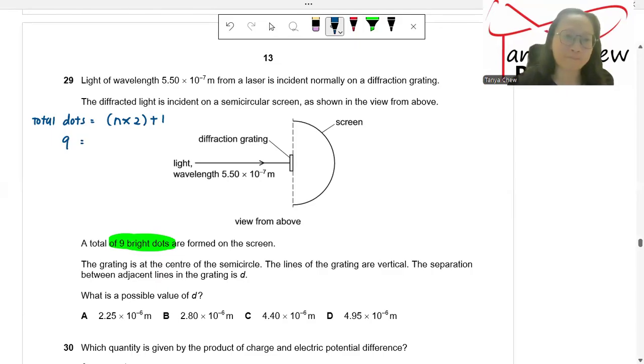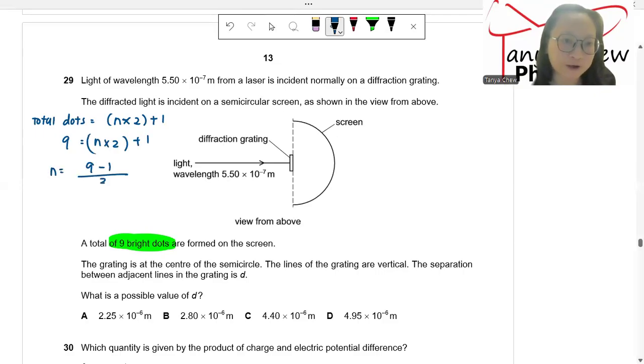So it is actually the number of orders multiplied by 2, just because there are 2 first orders, 2 second orders, 2 third orders, etc. And plus the 1. 1 is the undeviated beam, right? So n times 2 plus 1, work out for n. n is equal to 9 minus 1 divided by 2, so you get 4.